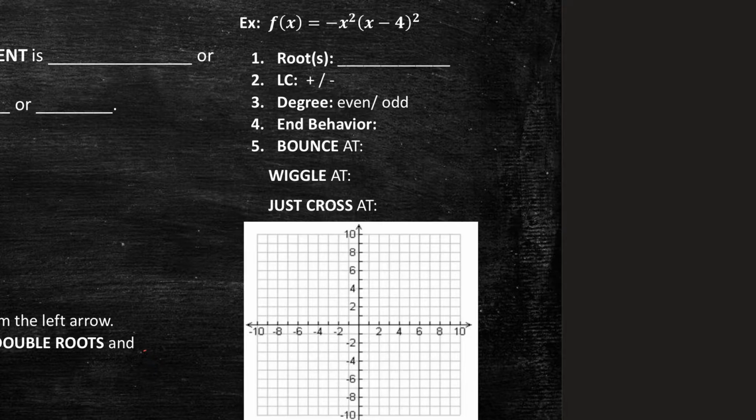All right, so let's look at this first example. We have f of x equals negative x squared times x minus 4 quantity squared. So the first thing you're going to do is figure out what your roots are. If I take x squared and set that equal to 0, you take the square root and it would be 0. So your root would be 0. Then over here, if you set x minus 4 equal to 0 and solve for x, that would be equal to 4. So the first thing you're going to do is go ahead and plot those on your graph. So you're going to have an x-intercept at 0 and an x-intercept at 4.